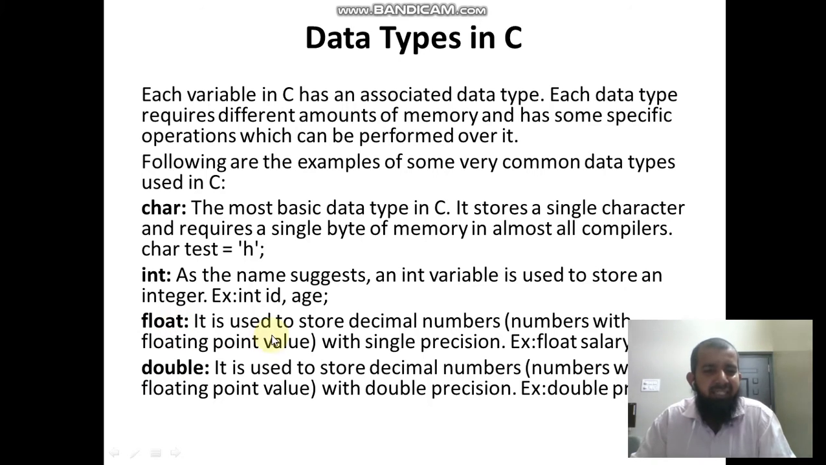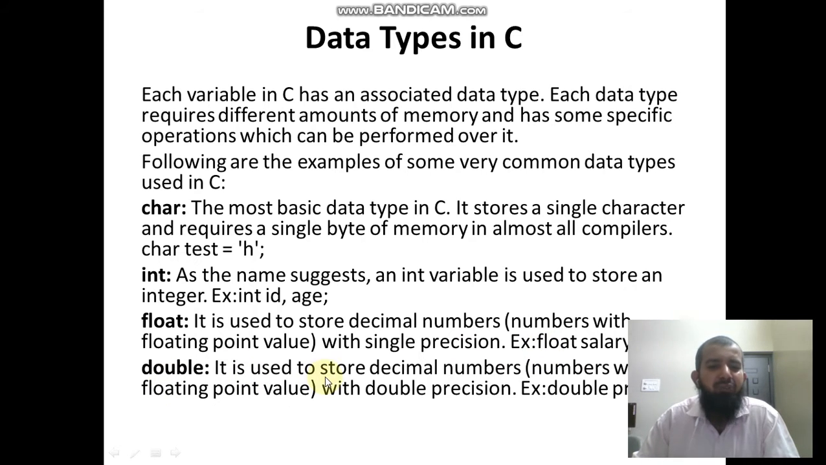Then float, it is used to store decimal numbers. If you want decimal numbers, you need the float data type: numbers with floating point values with single precision. For example, float salary. It means for example 100.50, 1000.50, like this. 1000 rupees and 50 paise. If it is a decimal point, we have to use the data type float.